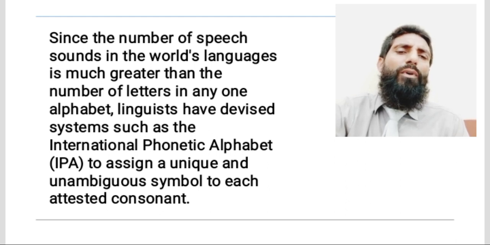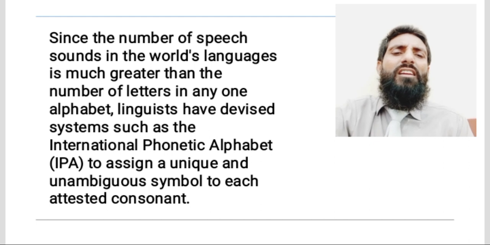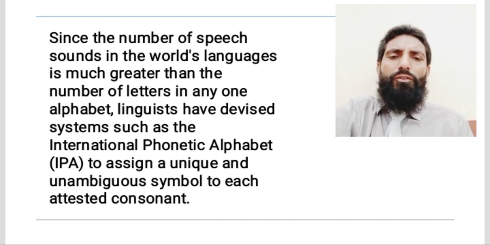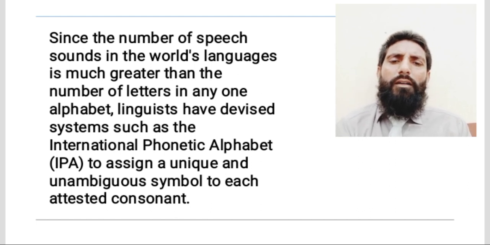This is the way that things are given scientific names, and scientific names are known globally. You belong to a different part of the globe, and I belong to a different part of the globe, and many others also belong to different parts of the globe. They have their own languages, but they should depend upon a single thing, which is basically the IPA, International Phonetic Alphabet. This is the system of naming the words the same around the globe. This is known as biological binomial nomenclature, the use of scientific names for different objects, to assign a unique and unambiguous symbol to attested consonants.